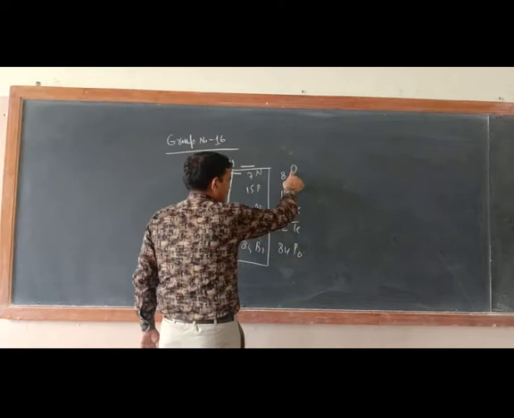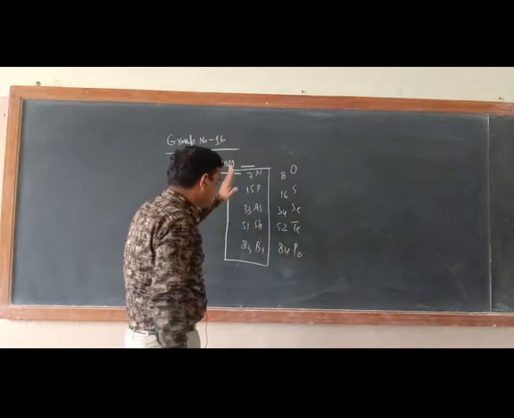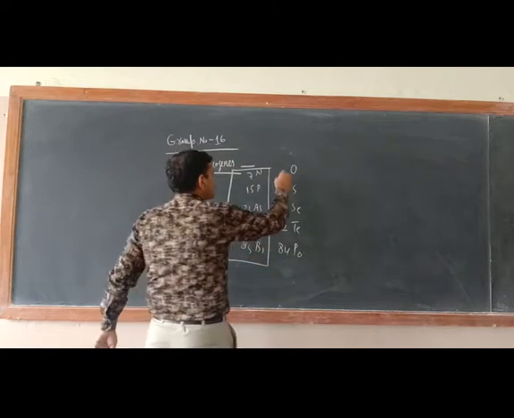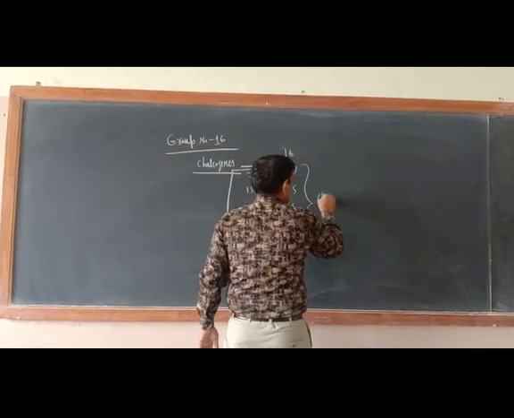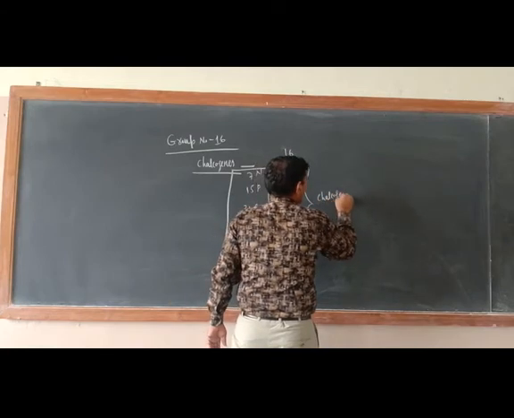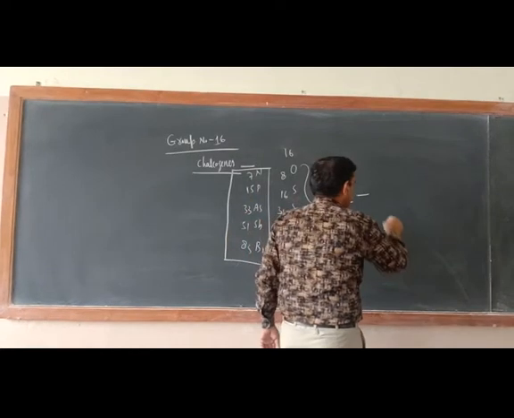Just try to understand: oxygen, sulfur, selenium, tellurium and polonium. Okay, these are the group 16 members. They are known as chalcogenes. So why are they known as chalcogenes?